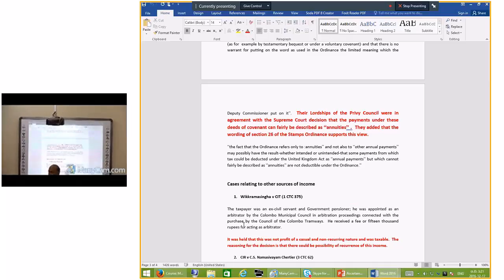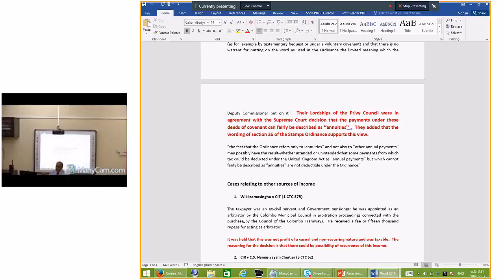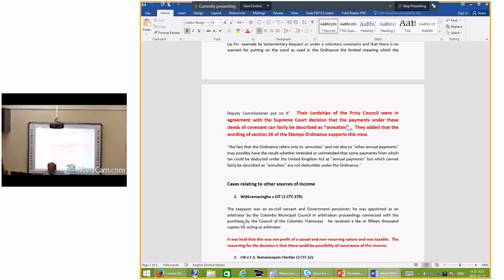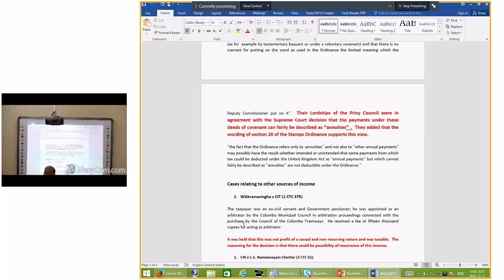You are receiving some annual payment paid on a decision, right? Some periodical payment in annual. Then if all these characteristics are there, that term payment becomes an annuity. Whether or not the agreement describes the payment as an annuity, the recipient has to declare it as income chargeable under the Income Tax Act, under section 3F of the Inland Act.